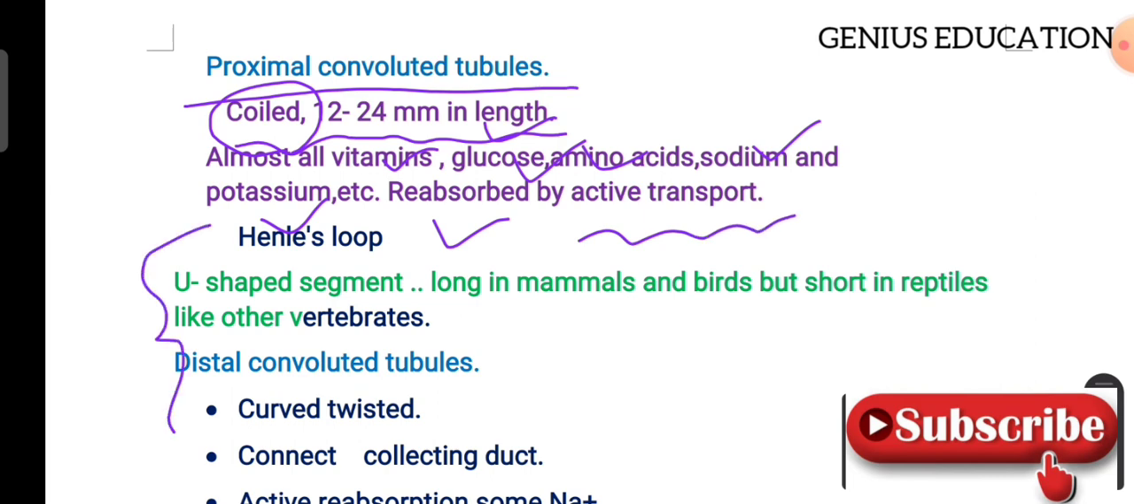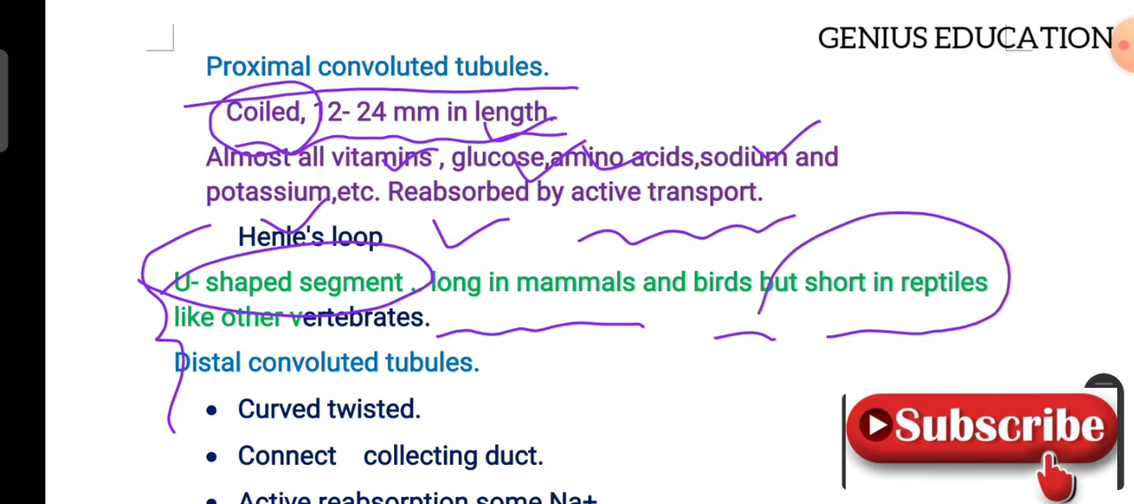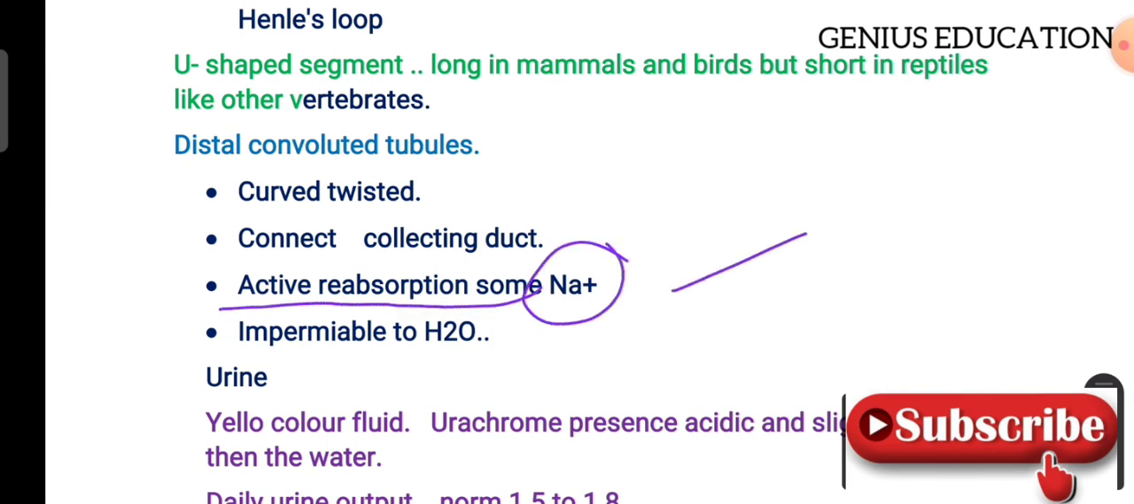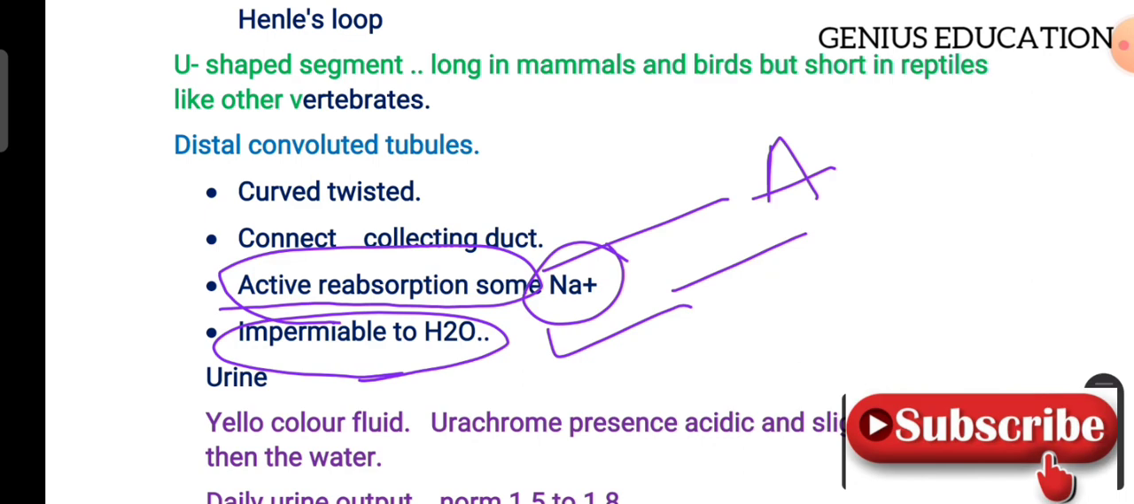After that, the loop of Henle. It is a U-shaped segment, long in mammals and birds but short in reptiles and other vertebrates. And the distal convoluted tubule is curved and twisted, connecting to the collecting duct, where Na plus, that is sodium, reabsorption takes place by active reabsorption, and it is impermeable to water.